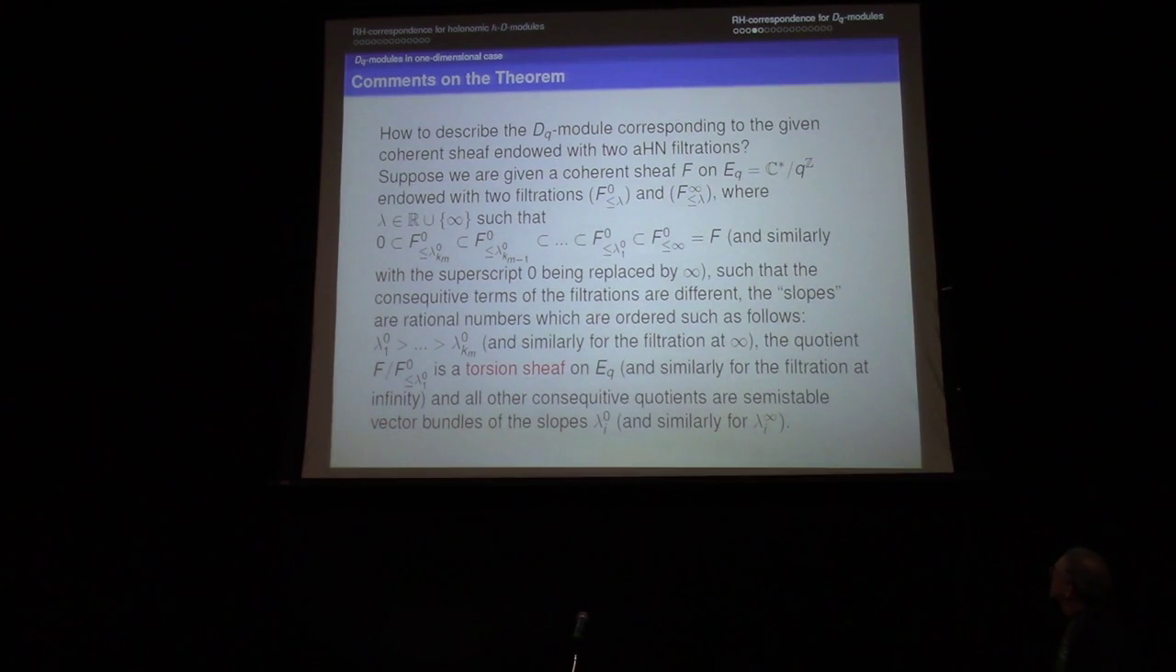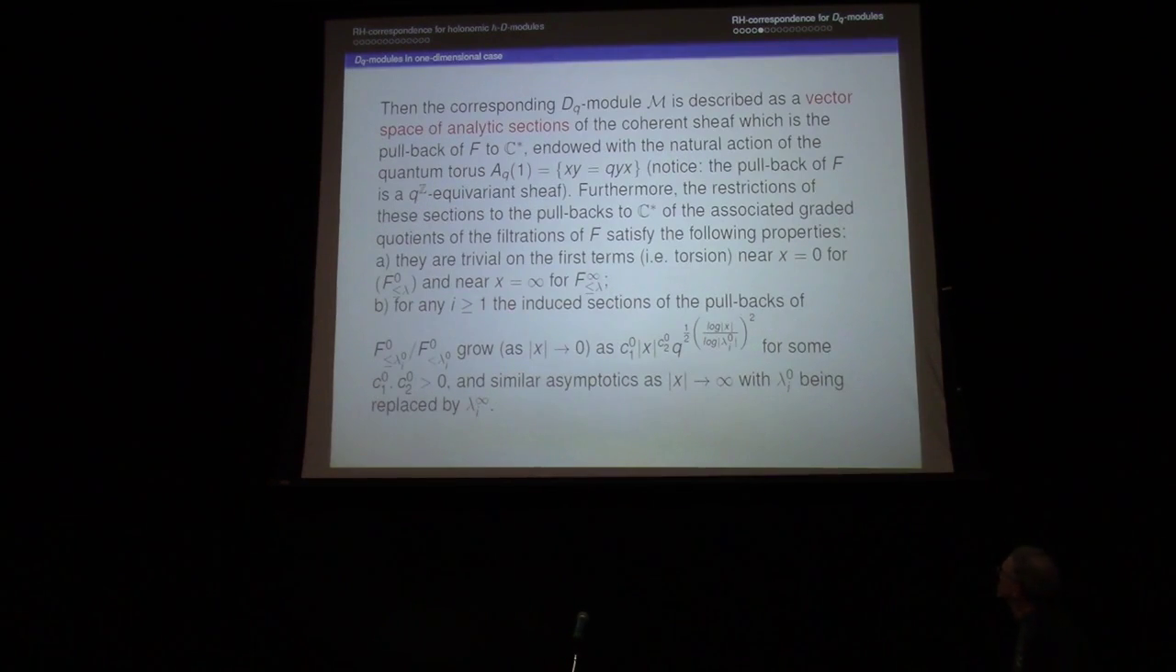All right. This slide is about the inverse to this Riemann-Hilbert functor. So how to describe the DQ module corresponding to a given coherent sheaf which is endowed with two filtrations. The idea is to pull it back to C star. So we have an equivariant coherent sheaf on C star. And then filtrations impose certain growth conditions on the sections of the sheaves. So the corresponding DQ module will be a vector space of analytic sections of a coherent sheaf, which is a pullback to C star of our given coherent sheaf on the elliptic curve.